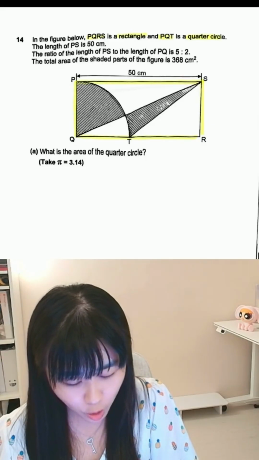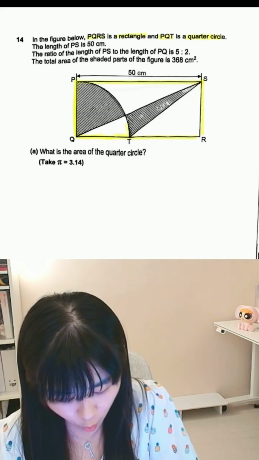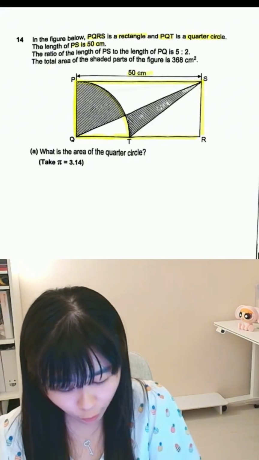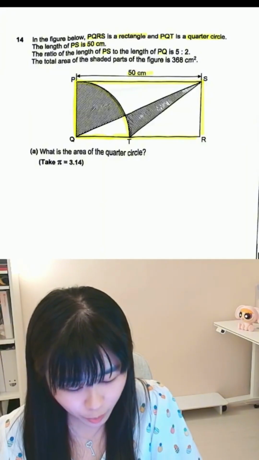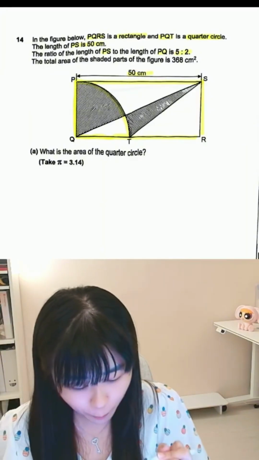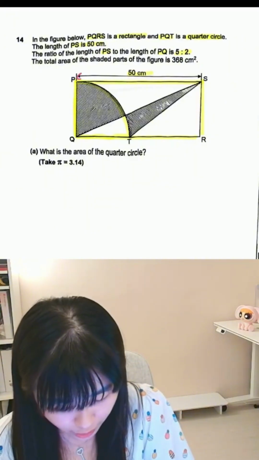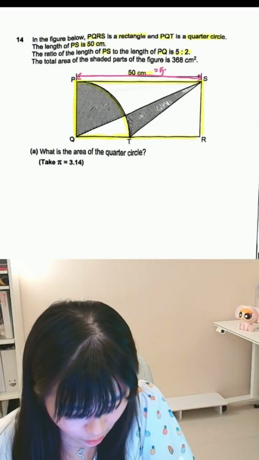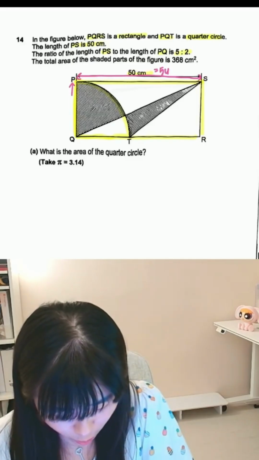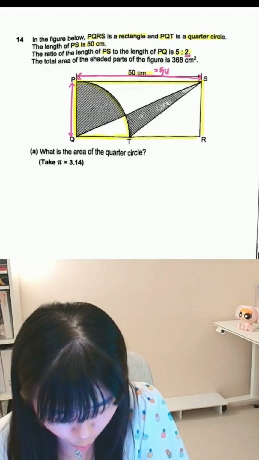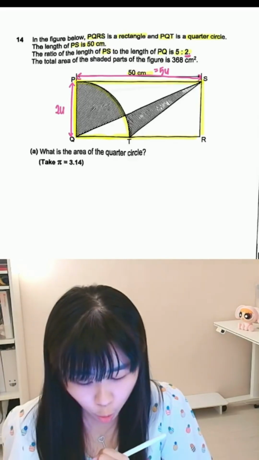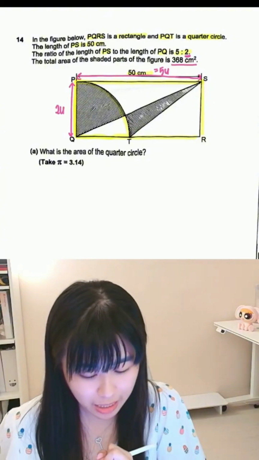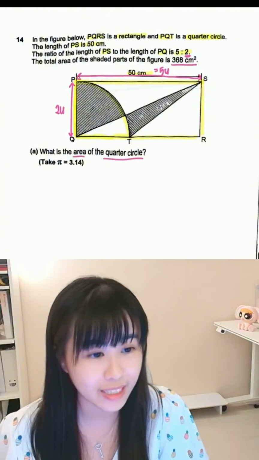PQT is a quarter circle. So PQT, this is a quarter circle. PS is 50 cm, which they really put out for us. The length of PS to PQ is 5 to 2. So PS, the whole thing here, they say this is 5 units. PQ, the whole thing here, they say this is 2 units. The total area of the shaded parts is 368 cm square. What's the area of the quarter circle?